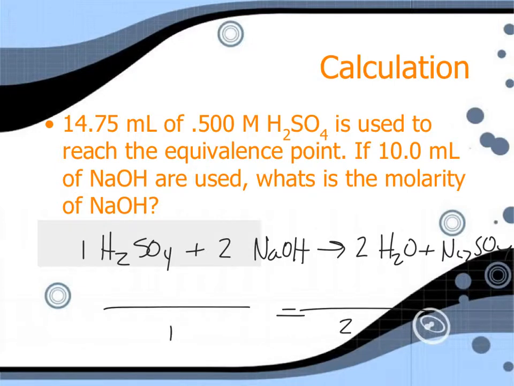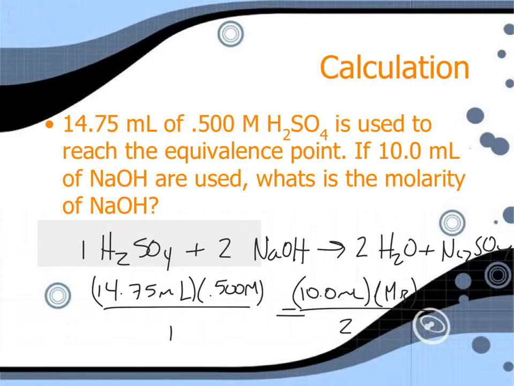Next, I write what I know from acid and base on each side. I know that I have 14.75 milliliters of 0.5 molar H2SO4, so I put those together on the acid side. On the base side, I just have 10 milliliters, and I'm solving for molarity. So this time I'm solving for MB, or molarity of base. Now again, I can divide these quickly and get 5 milliliters, and then divide by 5 milliliters on each side to get rid of the 5. Now I've isolated molarity of base.